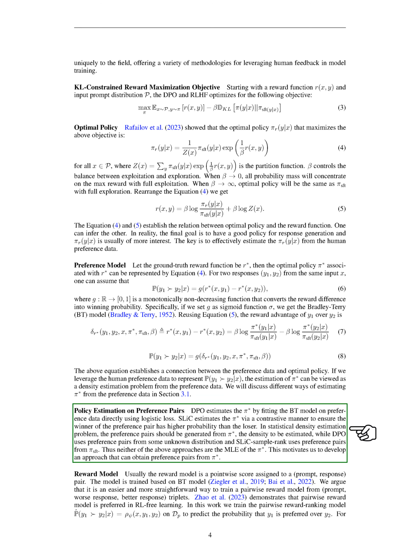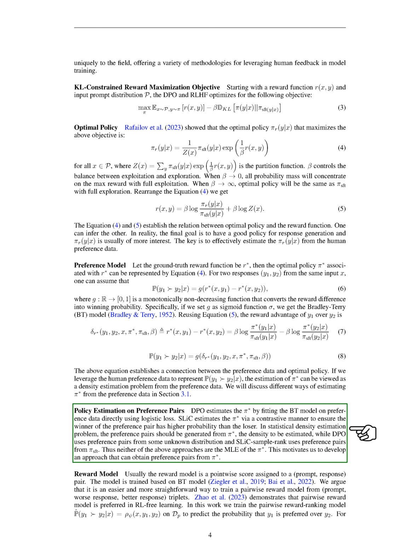Section: Policy Estimation on Preference Pairs. We're going to discuss how to estimate policies based on preference pairs. Two methods, DPO and SLIC, estimate the optimal policy, denoted as pi star, in different ways. DPO fits a Bradley-Terry model directly on preference data using a logistic loss function, while SLIC uses a contrastive approach to ensure the preferred option in a pair has a higher probability than the less preferred one.